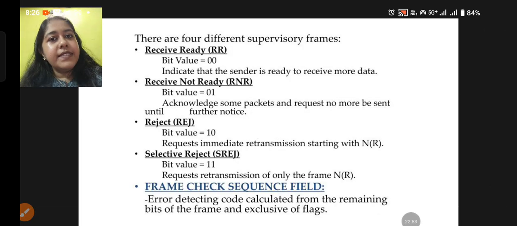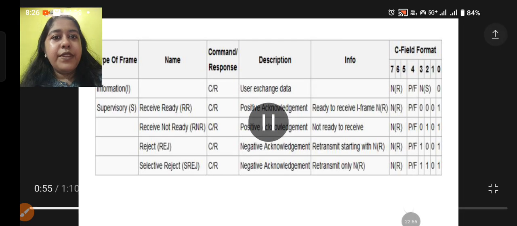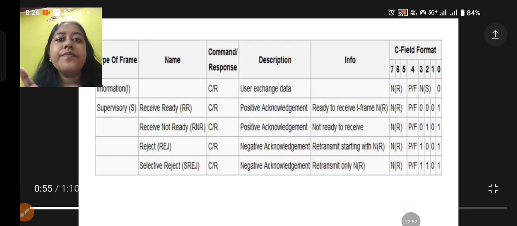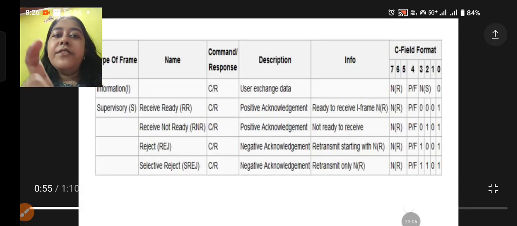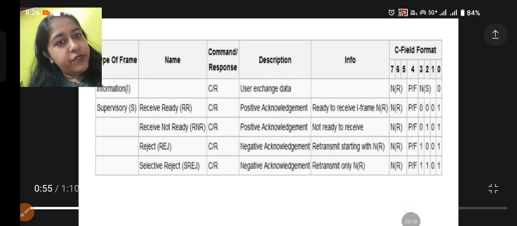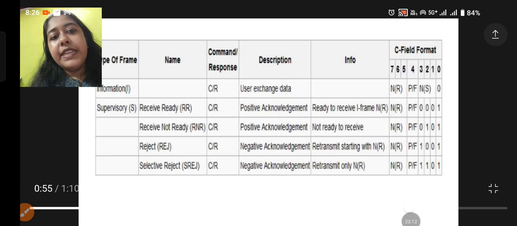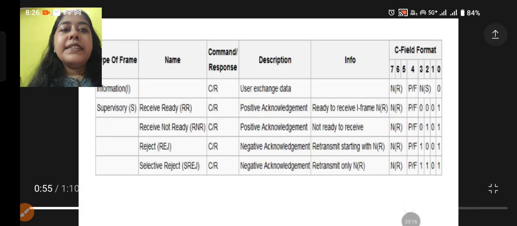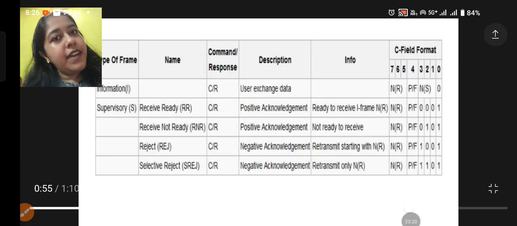Okay, so this is the main thing about your supervisory frame. Now here you can see the type of frame. Here you can see a particular format where you can see the type of frame information, I, supervisory S. Again, the names: receive ready, RR, which means it is ready to receive. Here you can see receive not ready, RNR, reject, REJ, selective reject, SREJ. So these are the names. Command or response: C or R means either command or response.